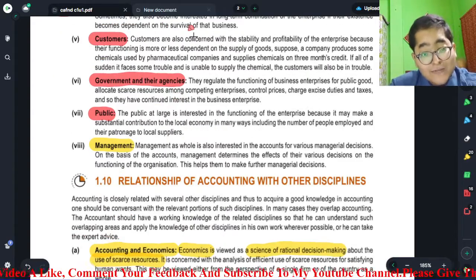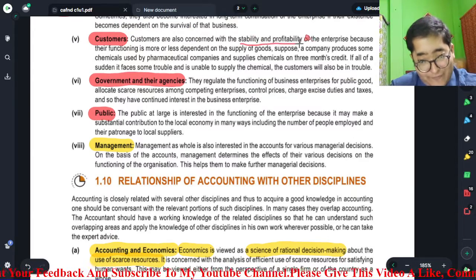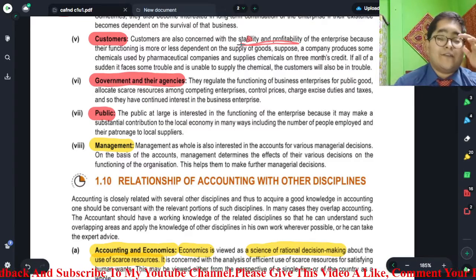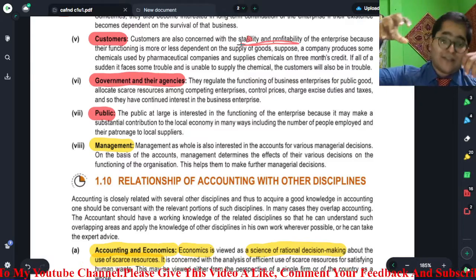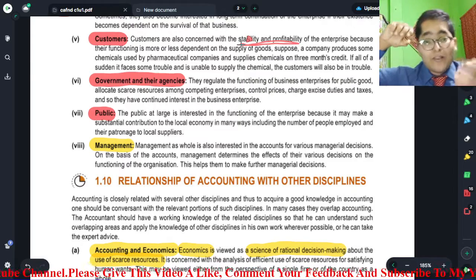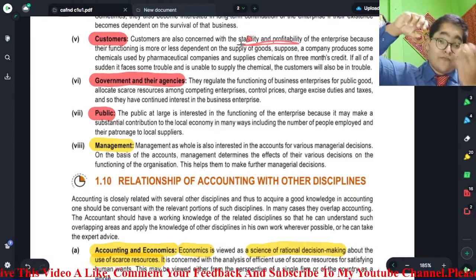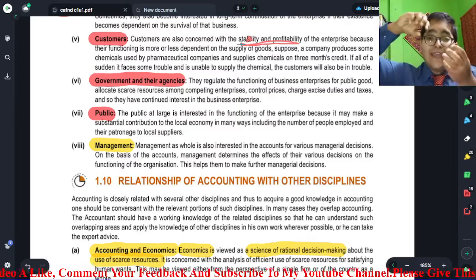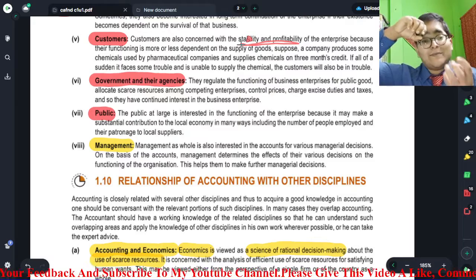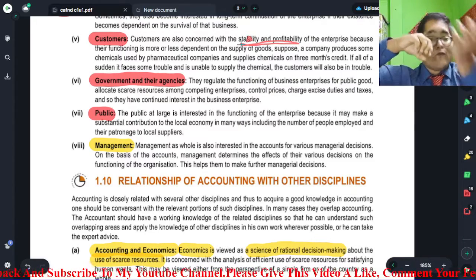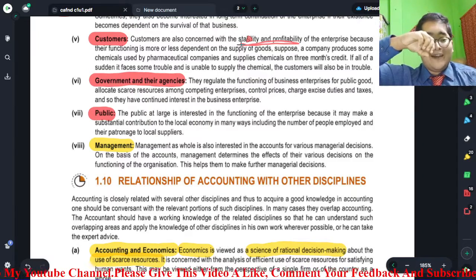Customers. Customers are also concerned with the stability and profitability of the enterprise. For example, a small business is purchasing its raw material from another business. If this small company sees that its supplier, of which this business is a customer, is incurring losses, this supplier can go down, this business can stop. This business needs to find another supplier from whom it can acquire raw material.